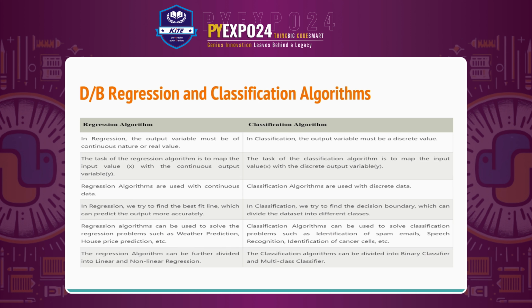In regression, we try to find the best fit line which can predict the output more accurately. In classification, we try to find the decision boundary which can divide the datasets into two different classes. The regression algorithm can be further divided into linear and nonlinear regression. The classification algorithms can be divided into binary classifier and multi-class classifier.